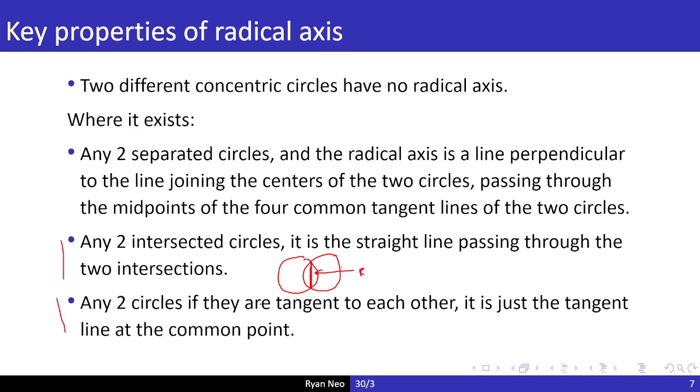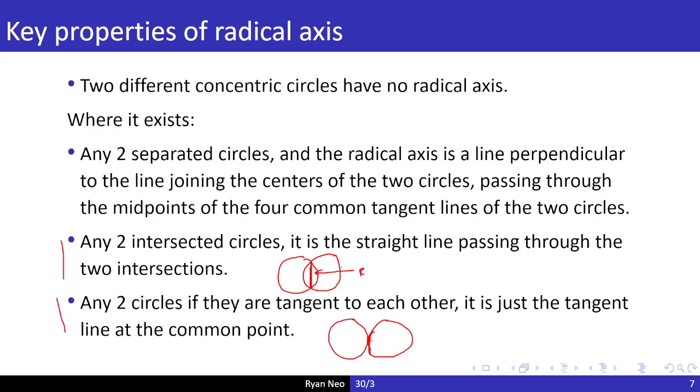If any two circles are tangent to each other, this is also very simple to identify the radical axis. Two circles, they are tangent. Okay, this is a very bad drawing of a tangent. I need to erase this. Okay, so let me just try to draw this properly. Okay, just take that tangent. Alright, looks good to me.